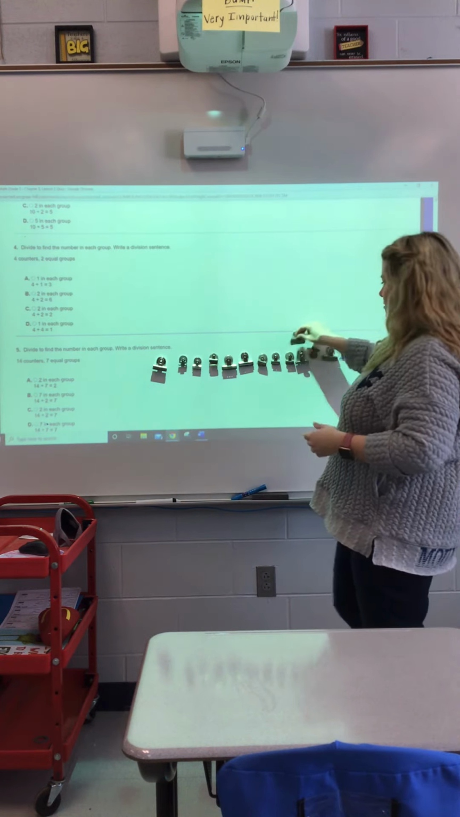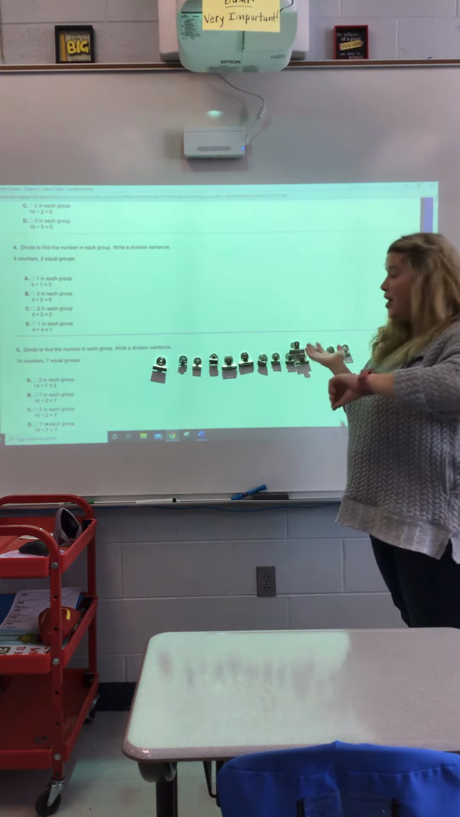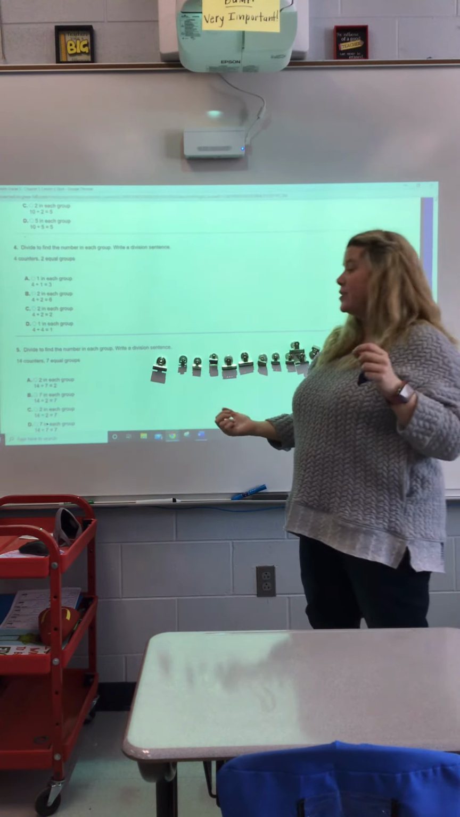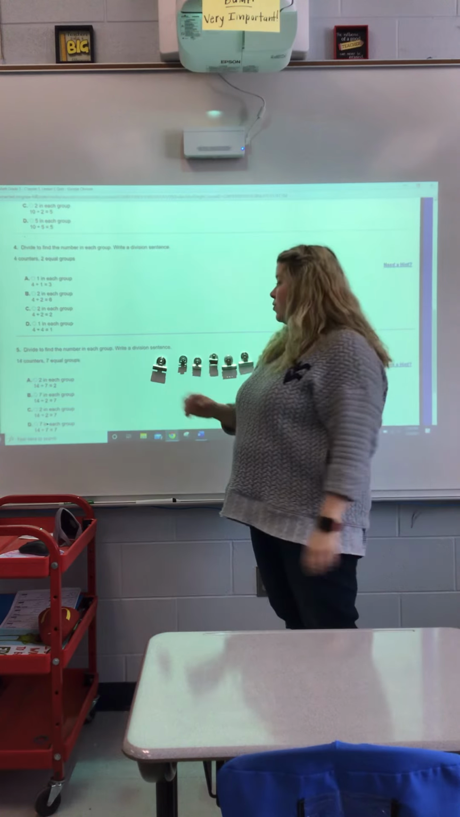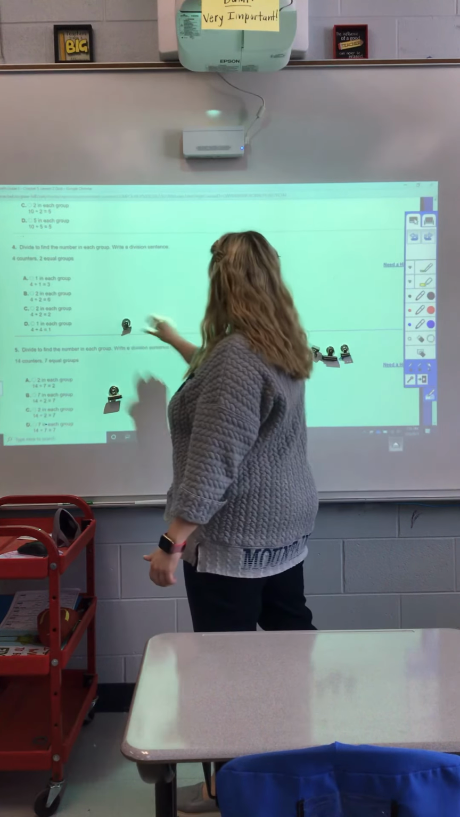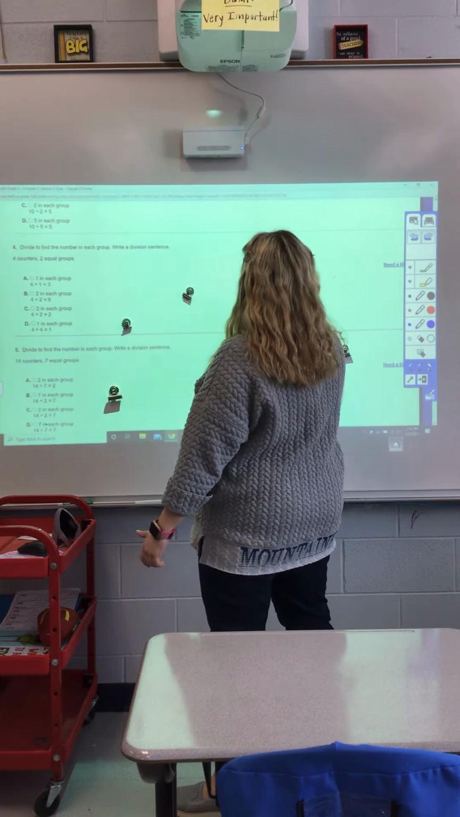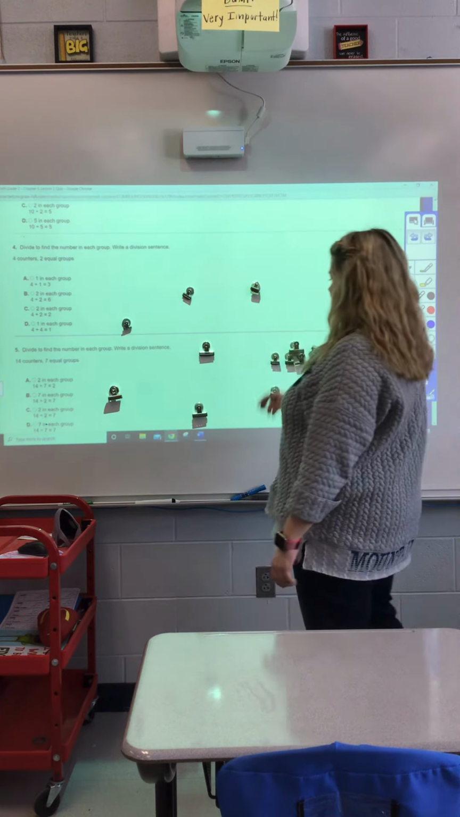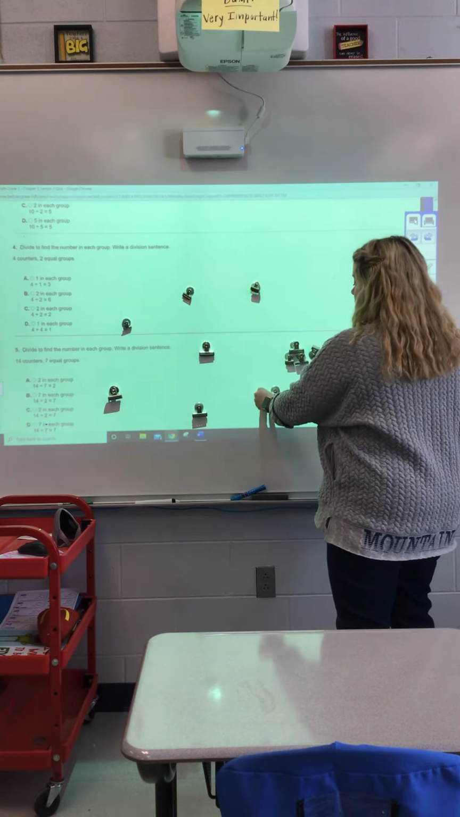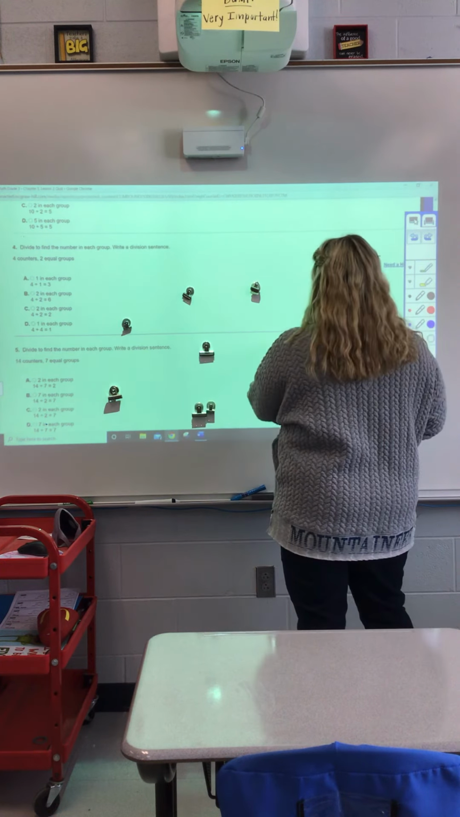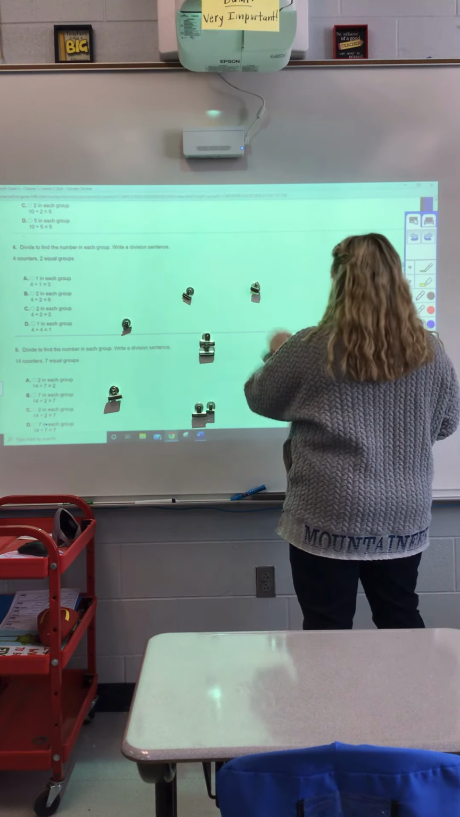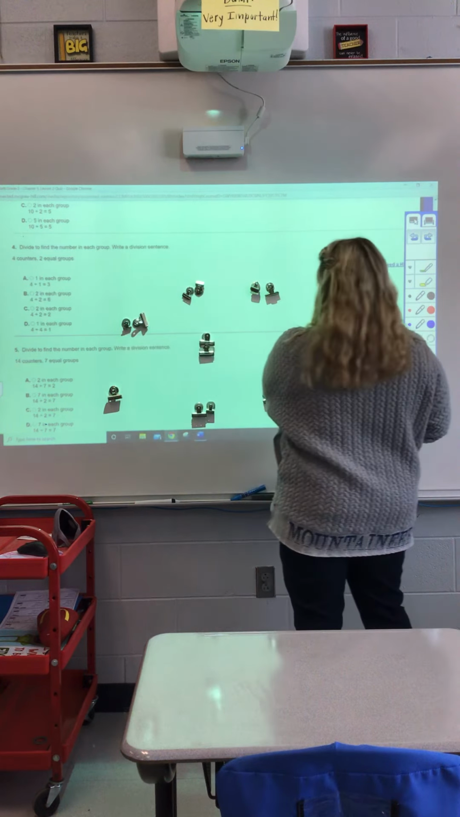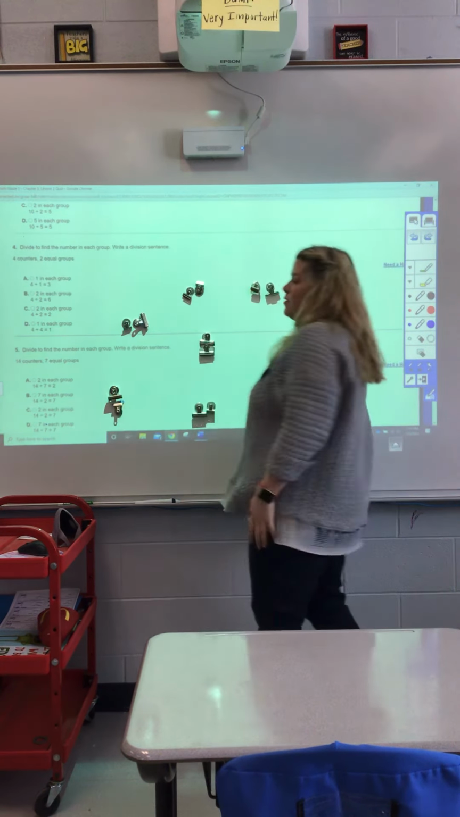Okay, oops, that one's drooping. All right, so here we go. We've got our 14 counters. Hopefully you got that. Did you count out 14? 7 equal groups. So 1, 2, 3, 4, 5, 6, and 7. I'm gonna equal share. 1 for you, 1 for you, 1 there. One in that group, one in that group, one in that group, and one in that group.